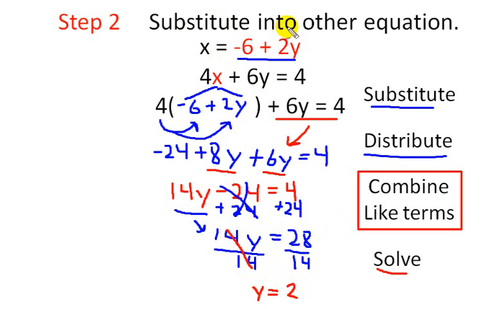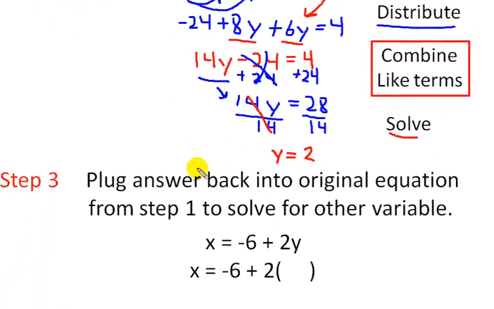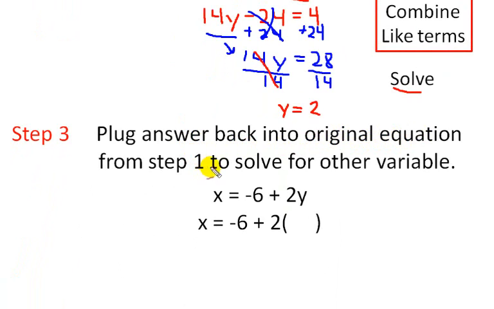Okay, so that was step 2. I substituted in the other equation, went through all the steps in step 2, and I got my solution of y equals 2. So now step 3, it says plug answer back into the original equation from step 1 to solve for the other variable. From step 1 we had this revised equation here, x equals negative 6 plus 2y. So now we're going to substitute in 2 for y. Instead of y, we're going to put what we found y was equal to, which was 2. So right here we're going to plug in 2 instead of y, and now we're going to solve this for x.